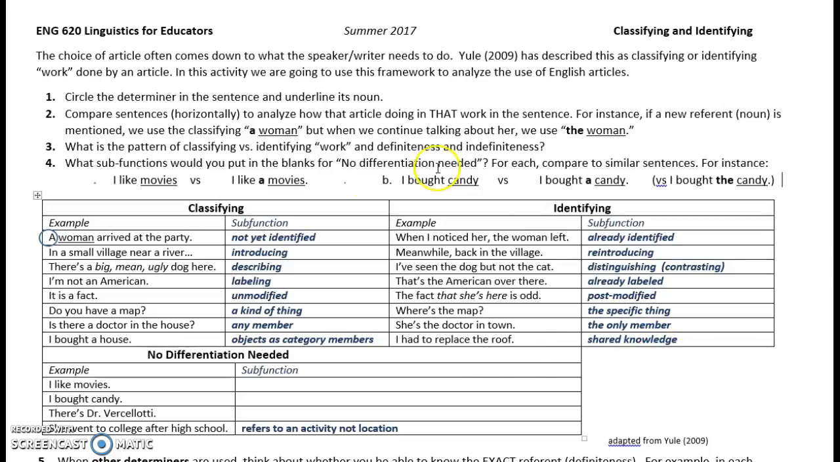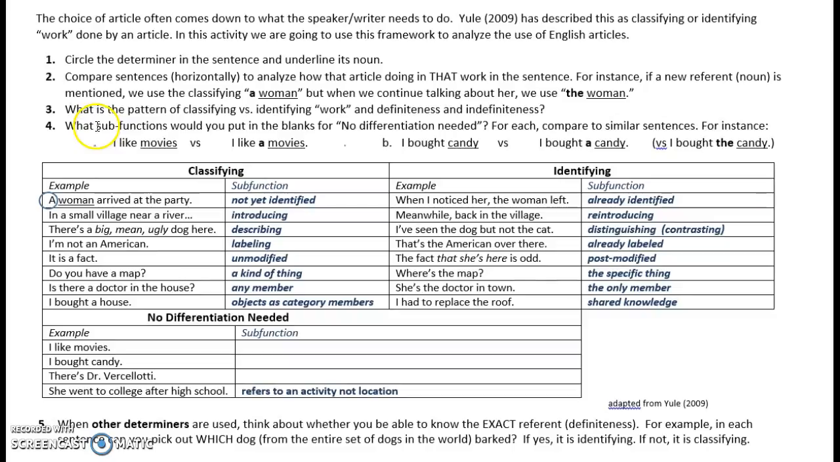Okay, so this is for you to consider. In step 4 here, it says, what subfunctions would you create for the blanks for no differentiating needed? Now, there are times when in English we don't use any article, and that's also an important thing for people to learn, when to use them and when not. So the way to think of these subfunctions for yourself is to compare very similar sentences. So we have the example, I like movies. Well, why didn't I say I like a movies?